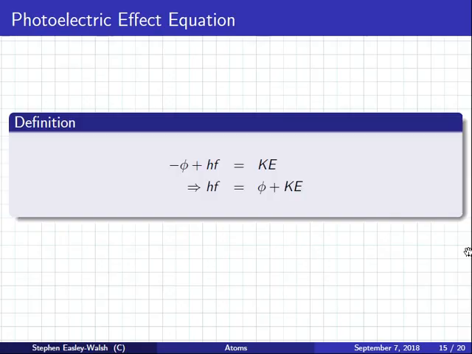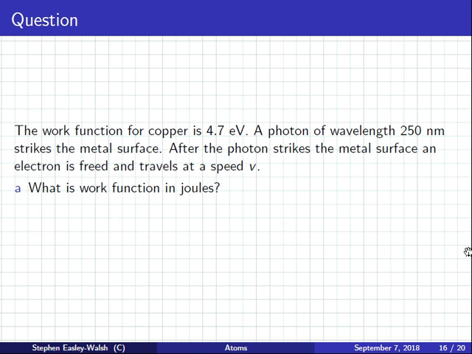Okay. Right. And this is what Einstein won his Nobel Prize for. Let's have a look at an example here. The work function for copper is 4.7 electron volts. A photon of wavelength 250 nanometers strikes the metal surface. After the photon strikes the metal surface, an electron is freed. First question, which I think you can all do, is what is the work function in joules? Can you all just convert that into joules?